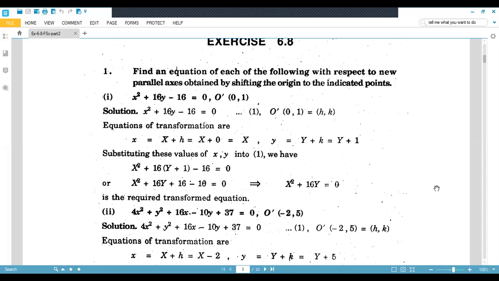Exercise 6.8, first question: find an equation of each of the following with respect to new parallel axes obtained by shifting the origin to the indicated point. In this we use the shifting of origin. You know that we already studied such a concept in chapter number 4, in exercise 4.2. When we shift the origin, the small x we replace with capital X plus h, and the small y we replace with capital Y plus k. So the first part is not included. Look at the second part.